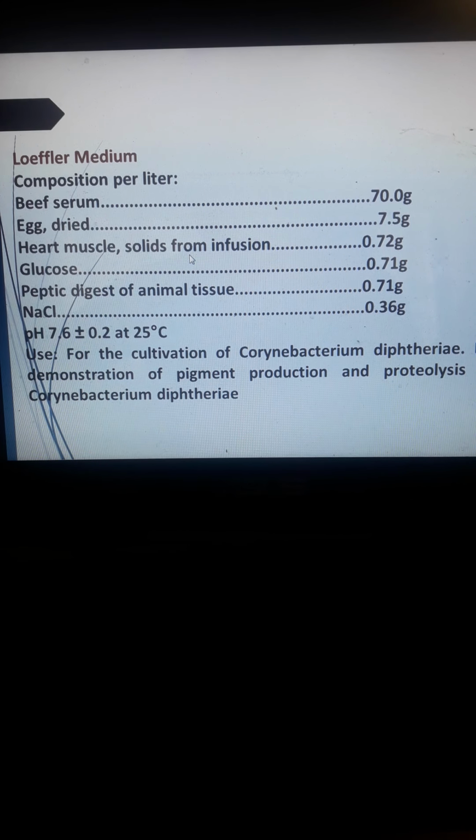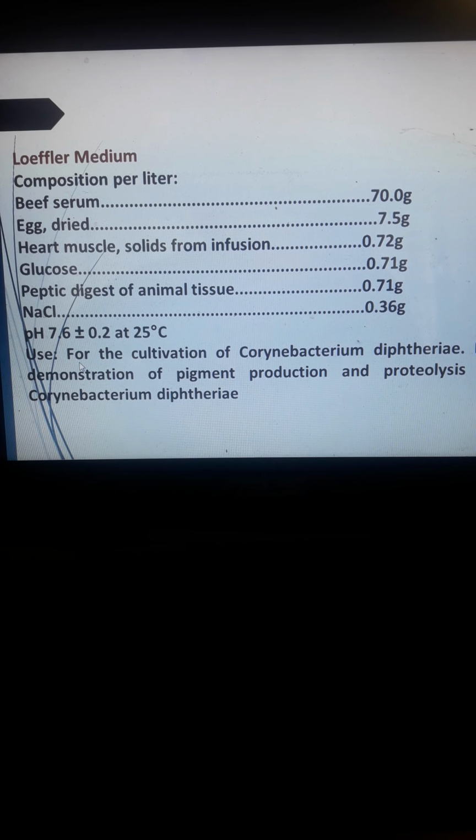Heart muscle solids from infusion, 0.72 grams. Glucose 0.71 grams. Peptic digest of animal tissues 0.71 grams, and sodium chloride 0.36 grams. So the pH is almost neutral or weak base at 25 degrees Celsius, plus minus 0.2.